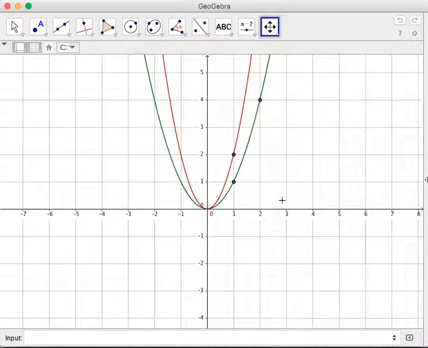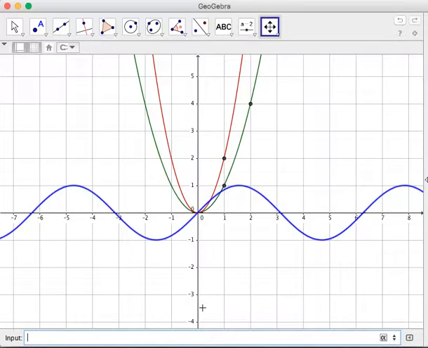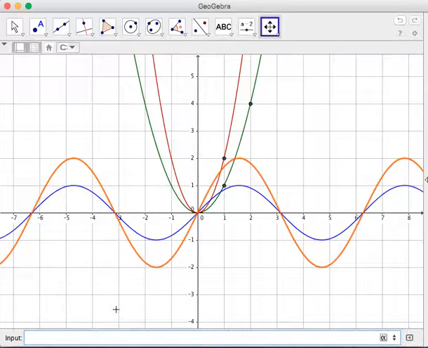Now let's have another function. Y equals sin x, for example. Yan, di ba? So, anong mangyari sa y equals 2 times sin x? Ito na yung ano natin, di ba? Ang a natin ay 2. So, tingnan natin kung ano mangyari.